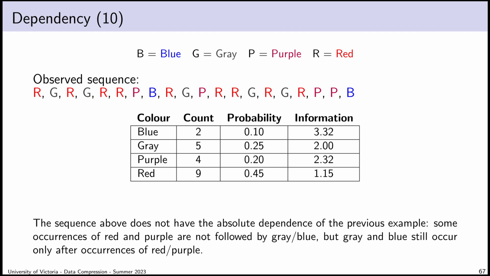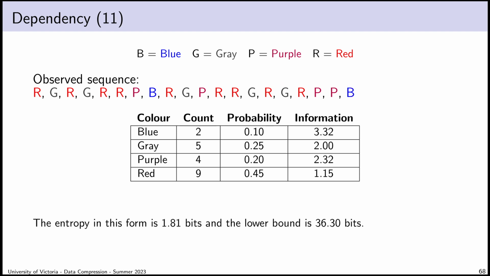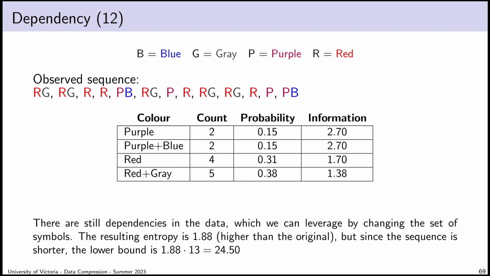So in this sequence, there are some dependencies, even though they're not universal. They're sort of one-way dependencies. Every blue is after a purple, but not every purple comes before a blue. And every gray is after a red, but not vice versa. So there is still some dependence visible, and that means that our lower bound doesn't apply. The entropy in this form is apparently 1.81 bits, and the lower bound is 36.3 instead of 40 if we use a 2-bit encoding, but we shouldn't really read that to mean anything because we know that there's dependency.